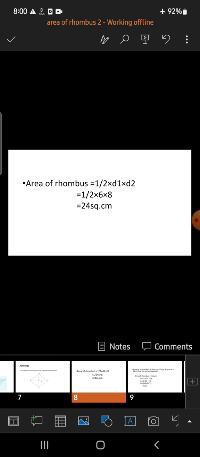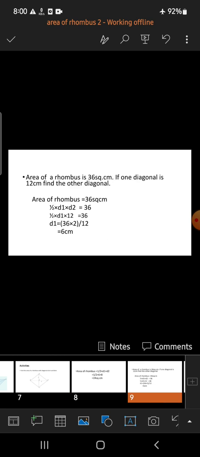Let's do another one. Area of rhombus is 36 square centimeter. If one diagonal is 12 centimeter, find the other diagonal. We know that area of rhombus is half of product of diagonals, isn't it? Here the area is 36 square centimeter, that is half of d1 d2 equal to 36. Then d1 will be 36 into 2, the whole divided by 12. So it is 6 centimeters.